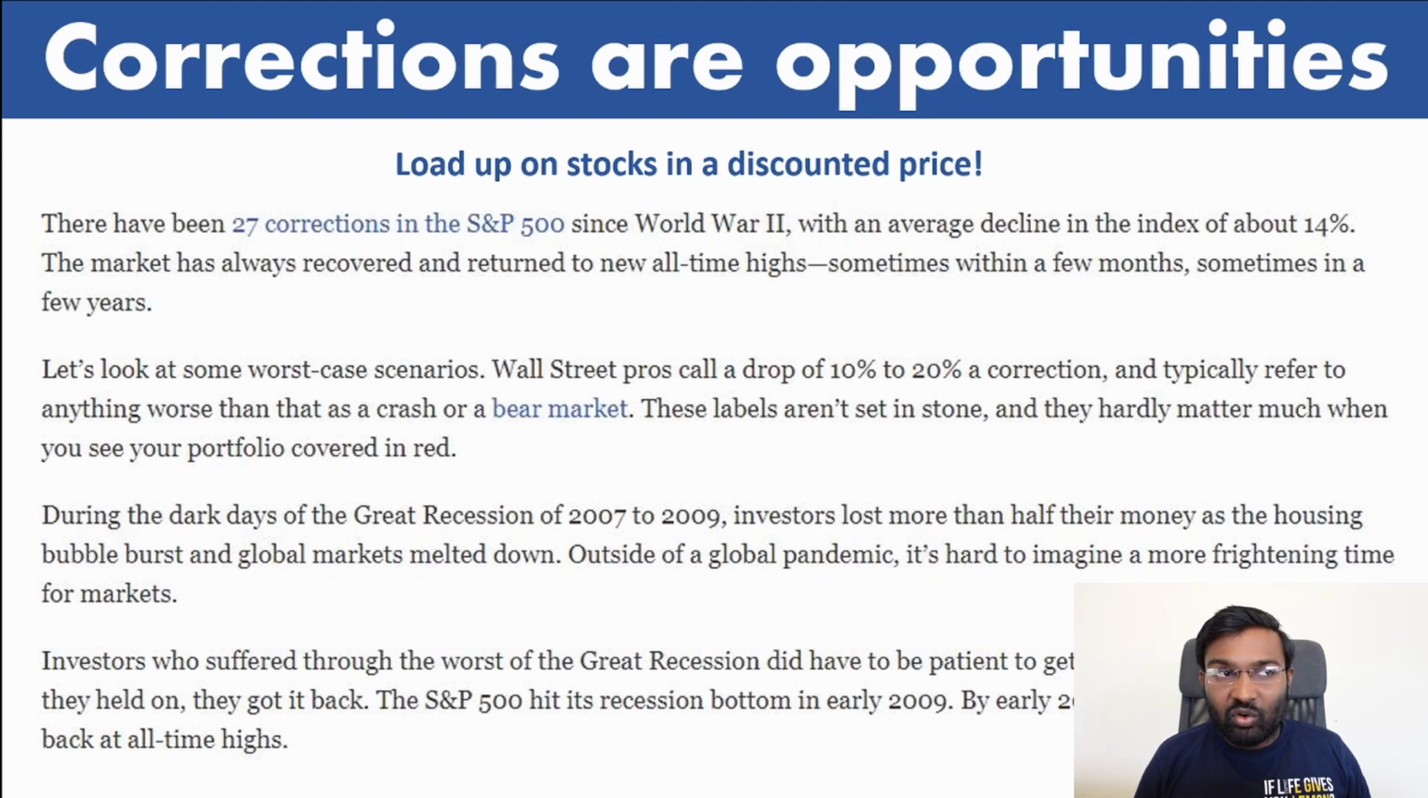So always look at corrections as opportunities. You have to load up on stocks at a discounted price. If you see a product you want to buy at a 50%, 60% discount, you just go and buy. You should do the same for stocks. You should load up on stocks at a discounted price.